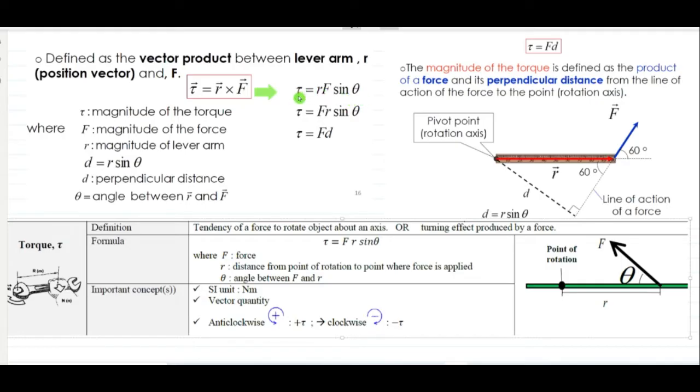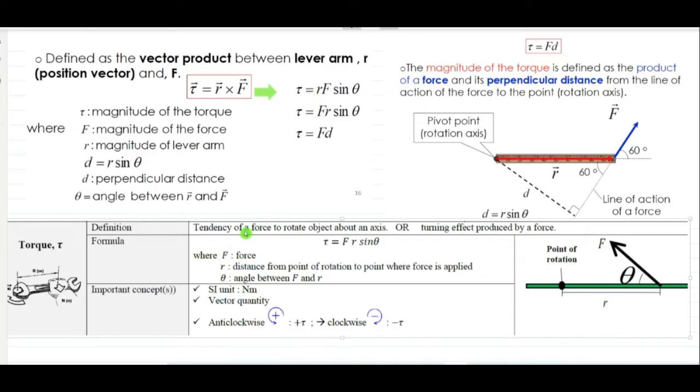Okay, so the value of torque here will be maximum if the angle theta is equal to 90 degree. So means that the angle between R and F is 90 degree. So torque will be maximum. Okay, so another definition of torque.